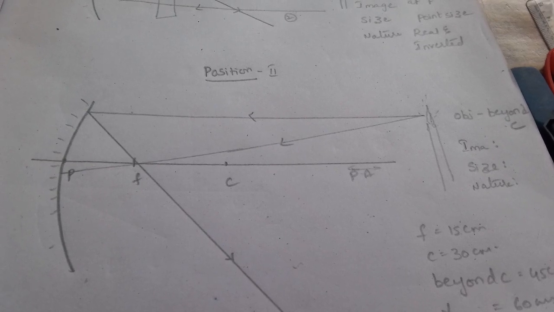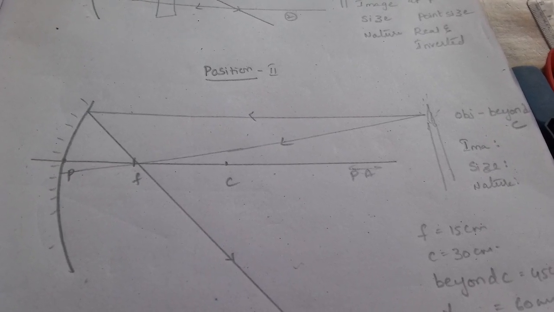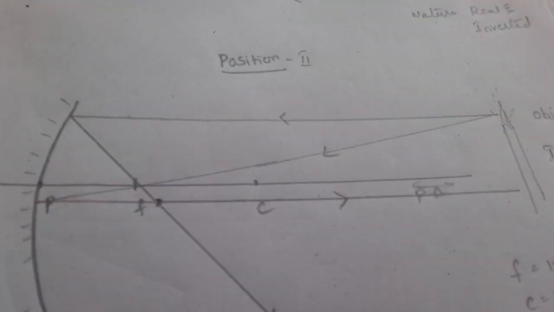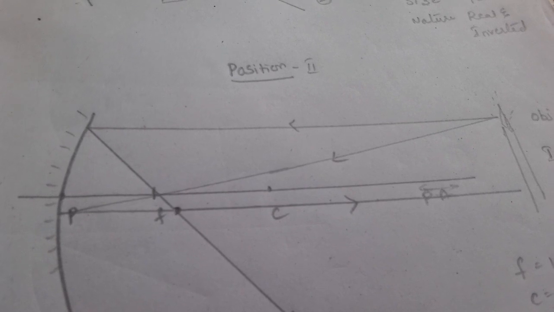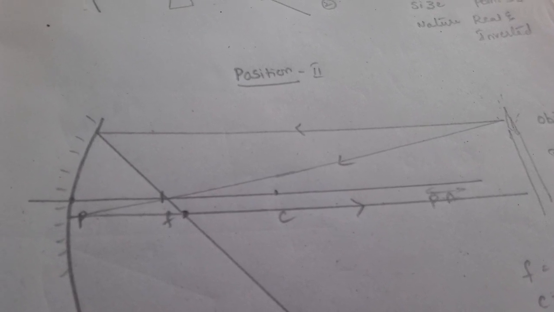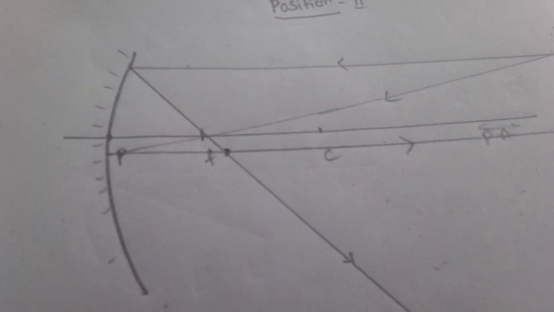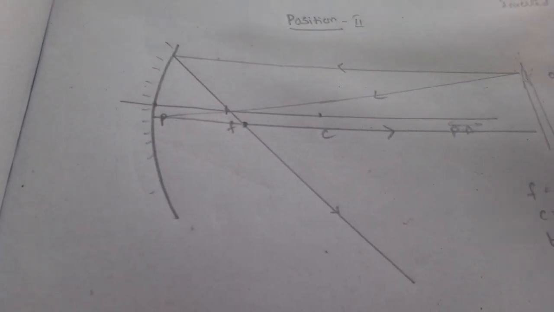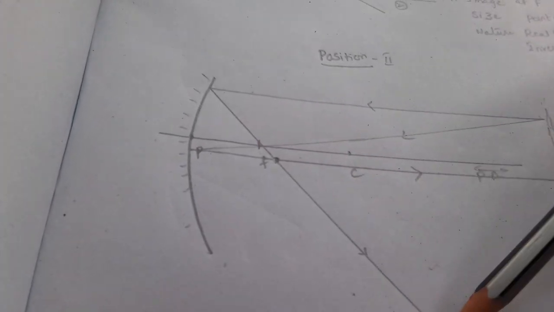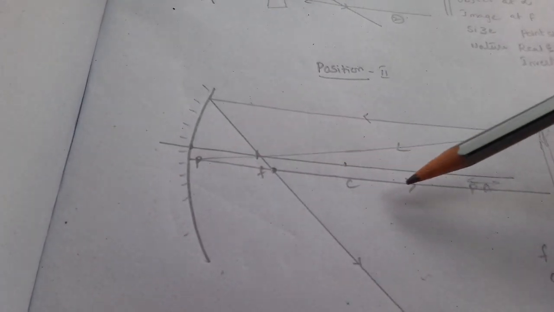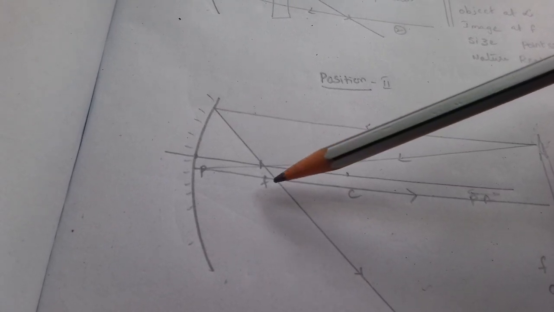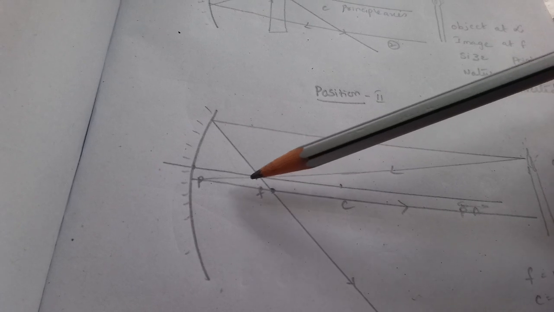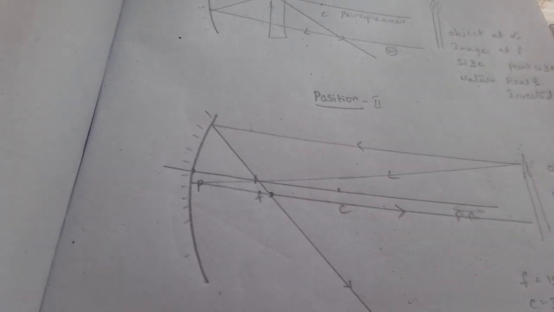Now the second ray is traveling through focus. According to the rules, it should reflect parallel to principal axis. Now the reflected ray is traveling parallel to principal axis. We can observe both the reflected rays are meeting at a point. This is the first reflected ray and this is the second reflected ray. These two are meeting at a point here. This point is in between focus and center of curvature.